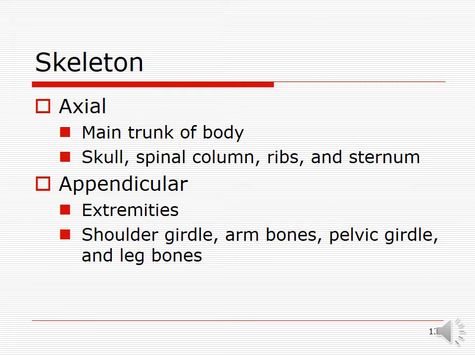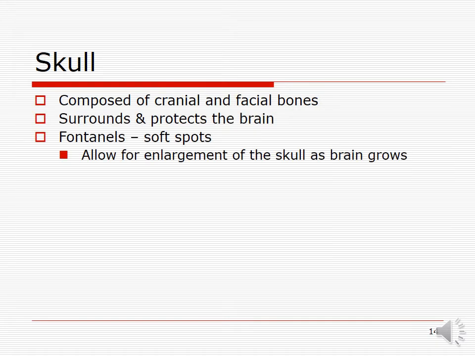So axial, we have that center skeleton, and the appendicular, we have the extremities coming off of that. Now, when we think about the skull, it is composed of many different bones, combining the cranial bones and the facial bones. An important function of this is to surround and protect the brain.